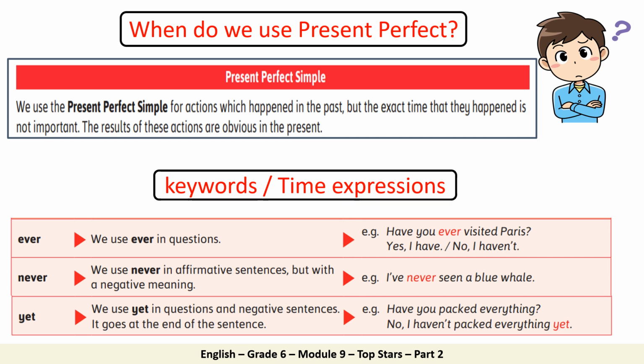All right, so this means that he hasn't seen one. And finally, yet, we use yet in questions and negative sentences. It goes at the end of the sentence. So it's important to know where we put yet. For example, have you packed everything? No, I haven't packed everything yet. All right?